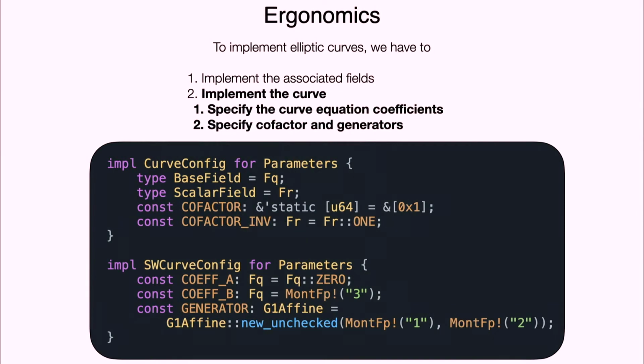So if you have a new elliptic curve that you come up with for whatever reason, you can implement it with only this much effort. And this is not condensed for the purposes of the talk. You can actually go and look at our repo on GitHub and find the exact same thing, maybe with a few more comments.